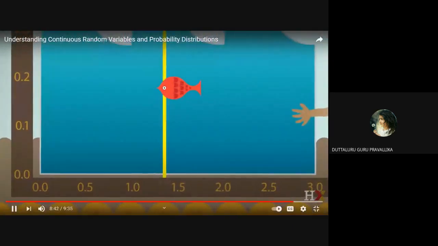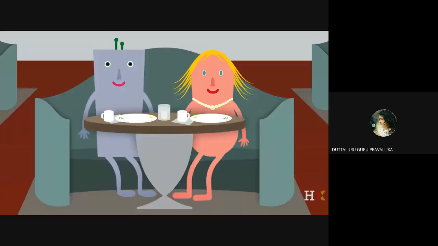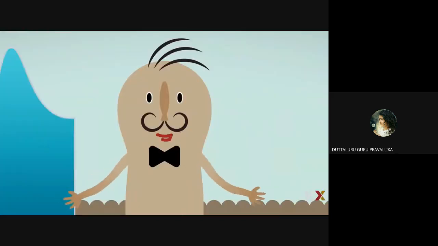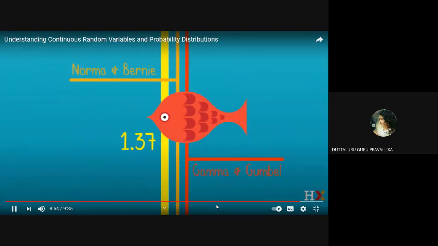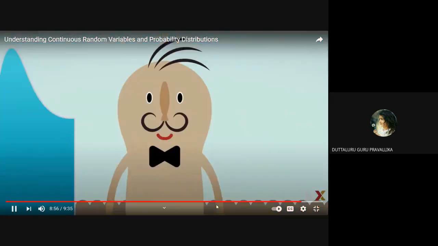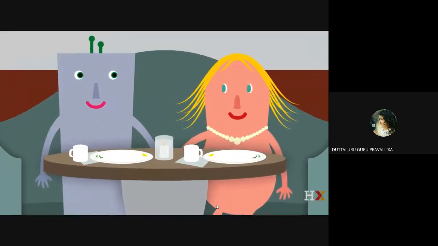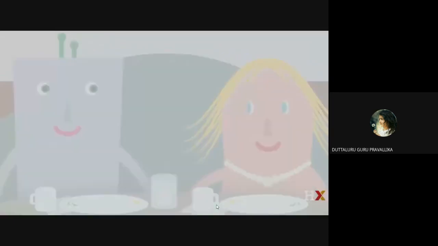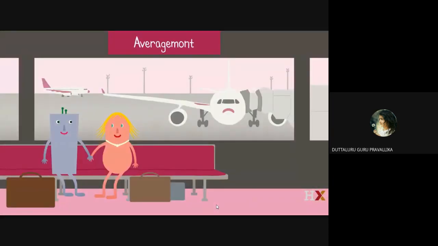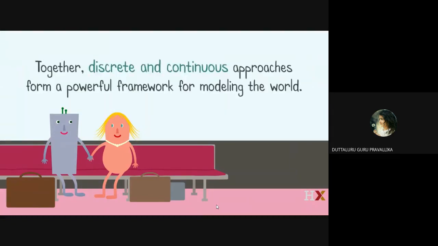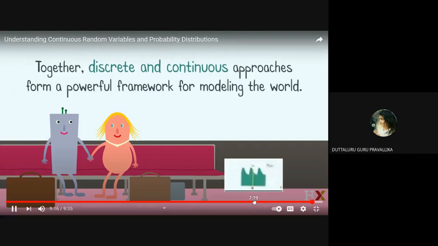There's Randy at 1.37. Norma and Bernie guessed 1.42, while Gamma and Gumball guessed 1.46. Congratulations, Norma and Bernie. Your outstanding thinking about averages has earned you a free trip to the Statland Games in Averagemont. Bernie and Norma have realized that discrete and continuous thinking are complementary. Each can give useful approximations and insights for the other. Together, discrete and continuous approaches form a powerful framework for modeling the world.